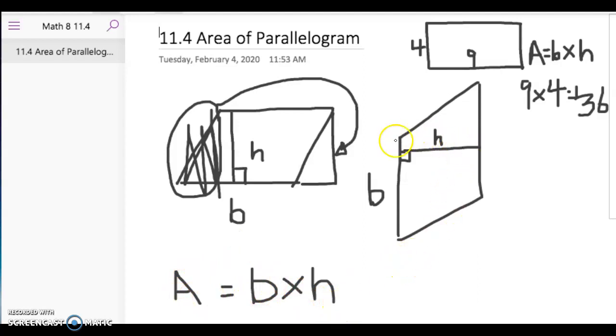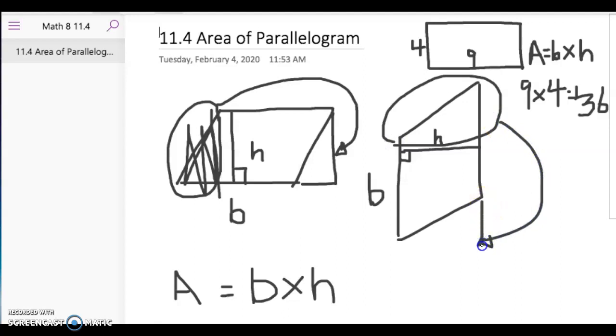On the right, you could also see, had I cut out this part of the rectangle, our parallelogram, and I moved it down here, I will also have a rectangle which has the same base and the same height. So the area of a parallelogram is base times height.